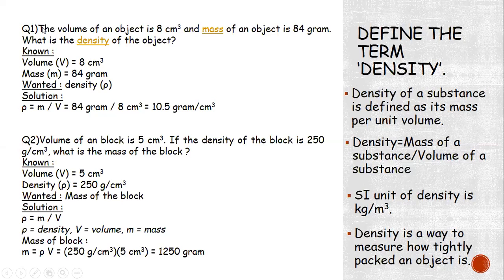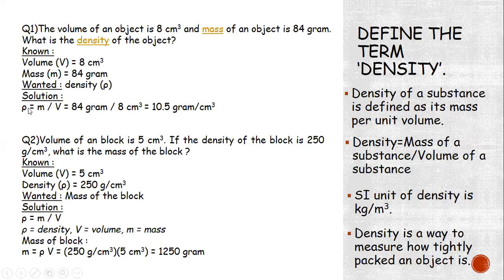So the question is: the volume of an object is 8 cubic centimeters and the mass of the object is 84 grams. In the laboratory, we obviously do not use kilograms and meter cubes. We use the CGS system, that is grams and centimeter cube. So the volume is given as 8 cubic centimeters, and the mass of the object is 84 grams. So what will be the density?